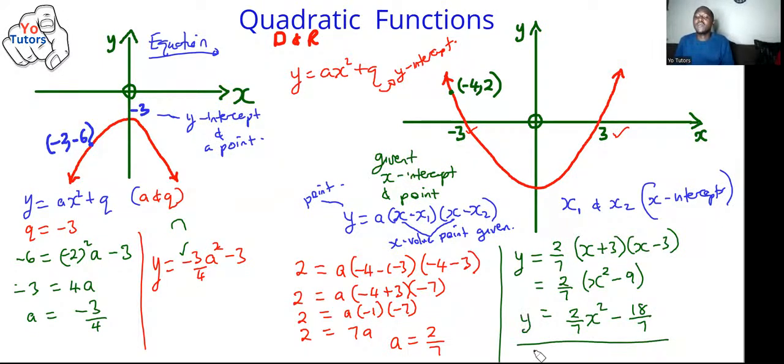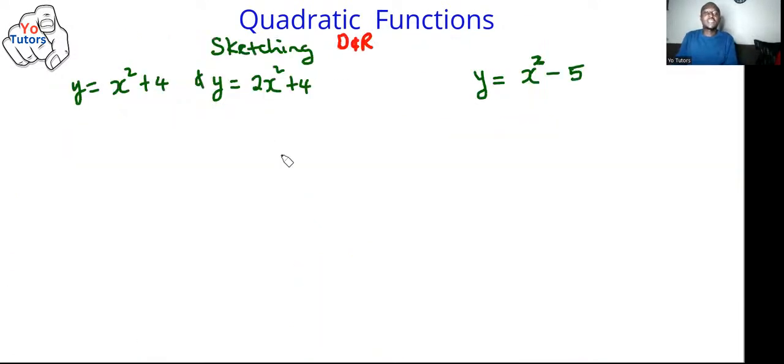So we have our equation there. That's how you get the equation, guys. That's what you're supposed to do when you're given an x-intercept and also a point. That's the equation that you must use, and I hope you understand that. Now, let's move on to the next part, where we are sketching. What do we need to master when we are sketching?